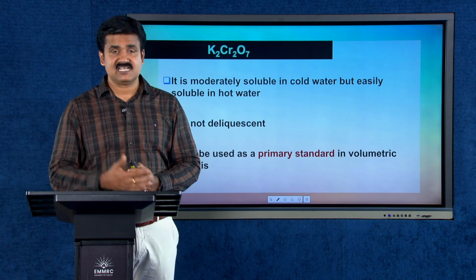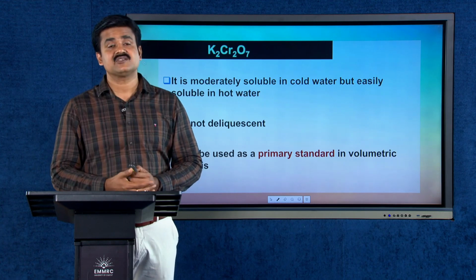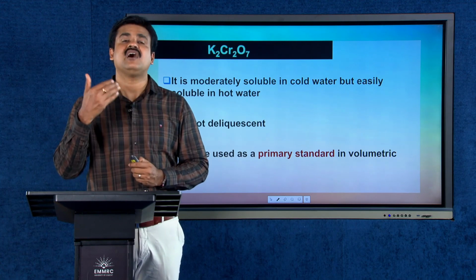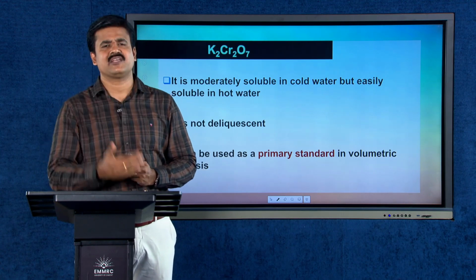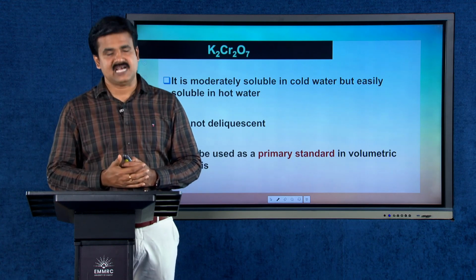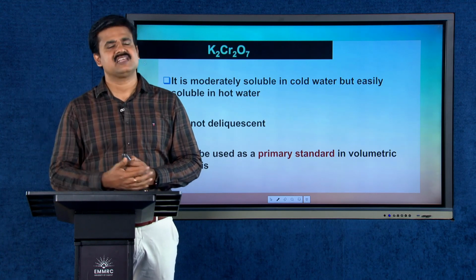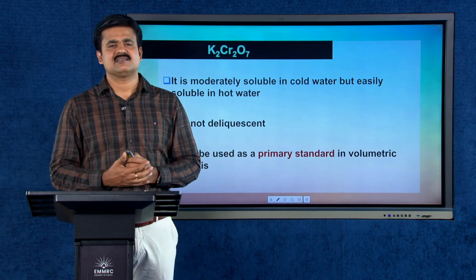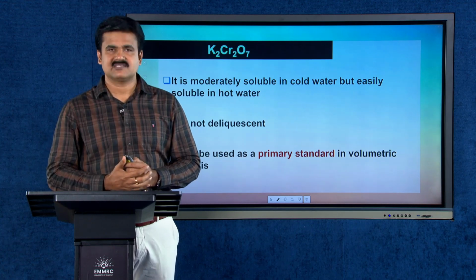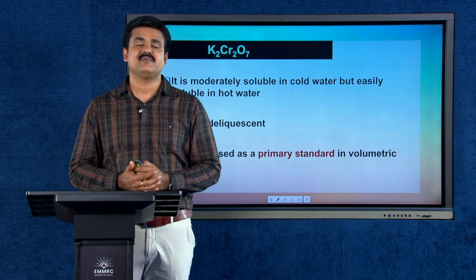The primary standard must be stable, it must be crystalline, the solution must be stable, it should be easily soluble in water, it should not be deliquescent, it should not be hygroscopic. There are several features associated with the primary standard. So, you have to remember the fact that potassium dichromate is a primary standard that can be used in volumetric analysis. A fixed quantity of potassium dichromate can be weighed with the help of an analytical balance. It can be transferred to a conical flask and made up to the mark, so you will get a solution with exactly known concentration. So, potassium dichromate is a primary standard material used in volumetric analysis.